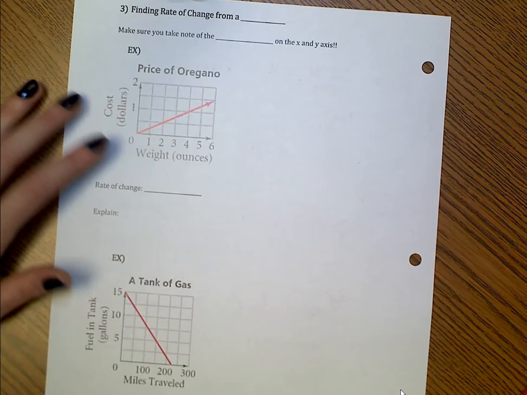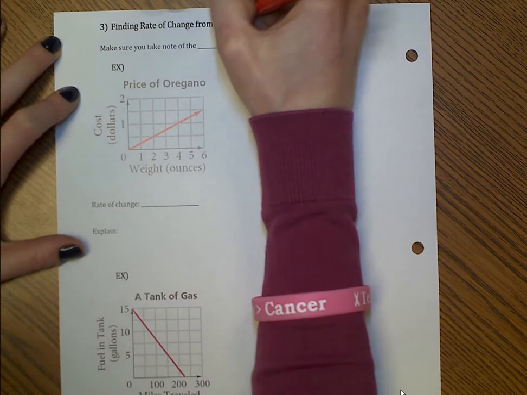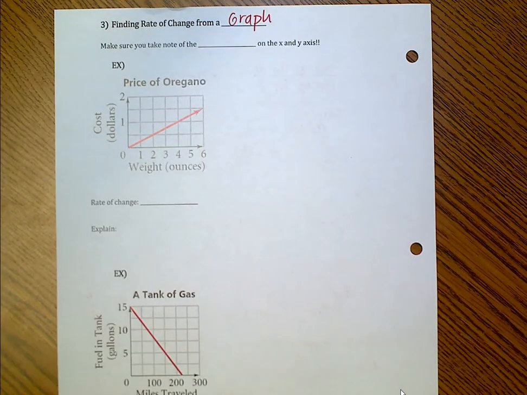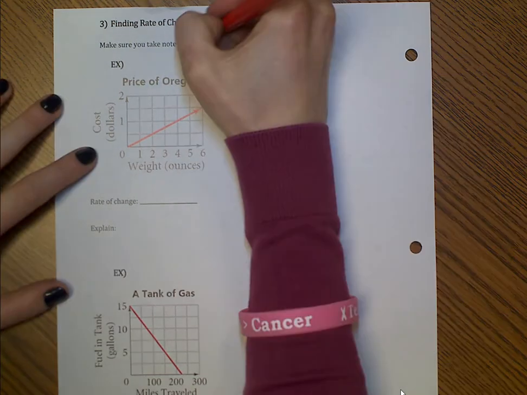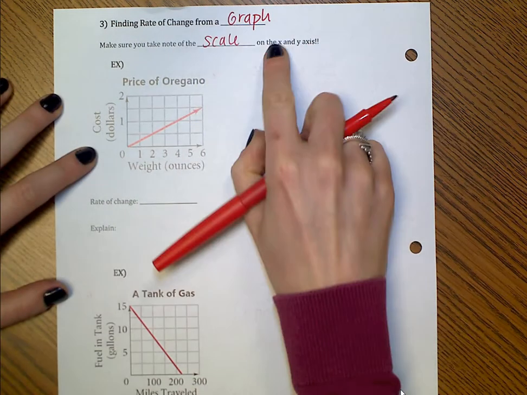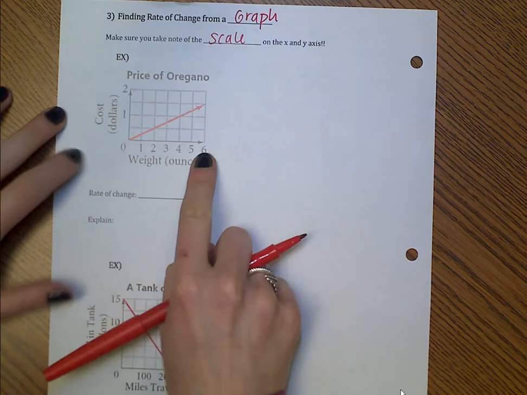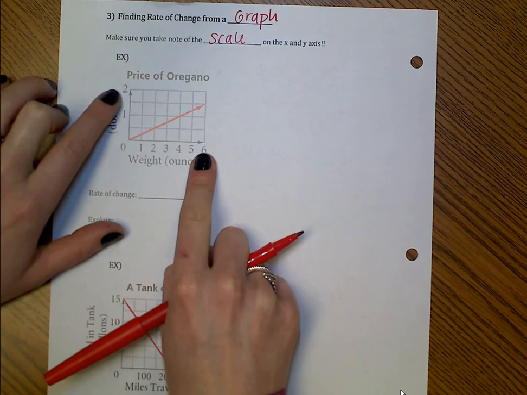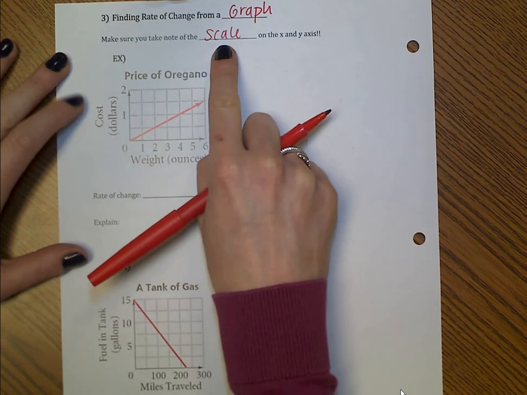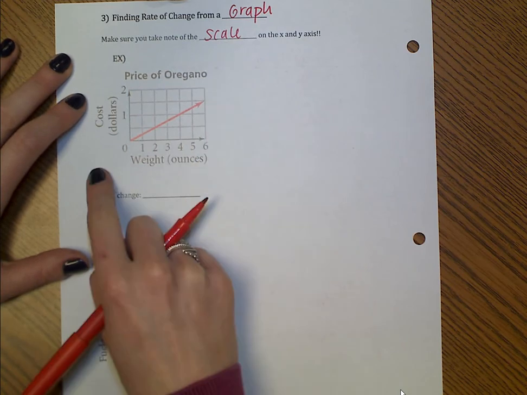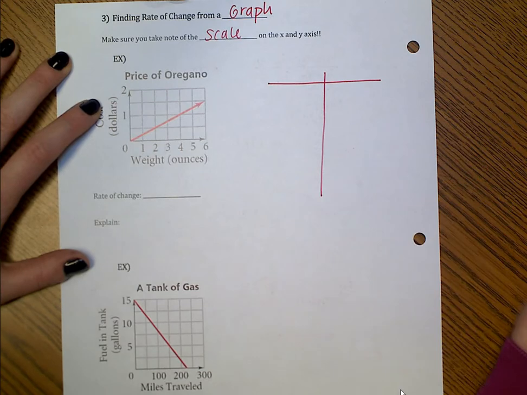The last case that you'll be asked to write a rate of change from is from a graph. So I want you to really make sure that you take note of the scale on the X and Y axis. And what I mean by that is they aren't going to always be counting by 1. And that makes a huge difference, so please take note of what the scale is, what they're counting by. I'm going to suggest that you do the exact same thing, though, that we've been doing. That you make a table.